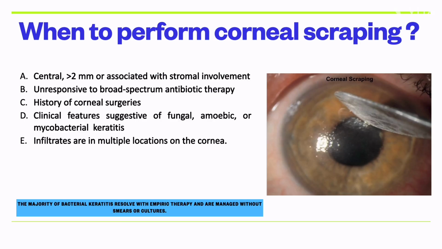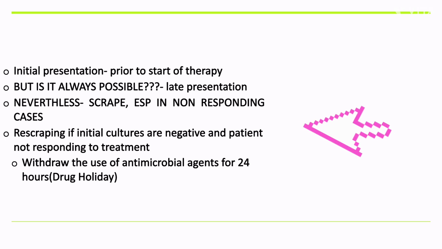Now coming to the most important, corneal scraping. So corneal scraping is not required for every small peripheral ulcer. It is strongly indicated when the ulcer is central, larger than 2 millimeters, or associated with significant stromal involvement or melting. We should also scrape ulcers that do not respond to broad spectrum antibiotics, ulcers after corneal surgery, those with atypical features suggesting Acanthamoeba or other microbial infections, or those showing multiple infiltrates. Ideally, specimens should be collected before antimicrobial therapy is started.